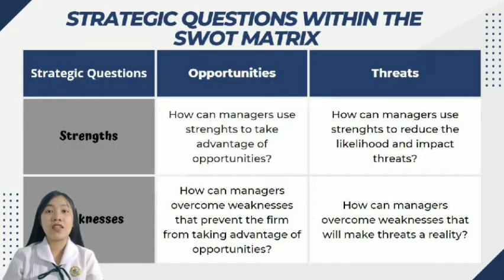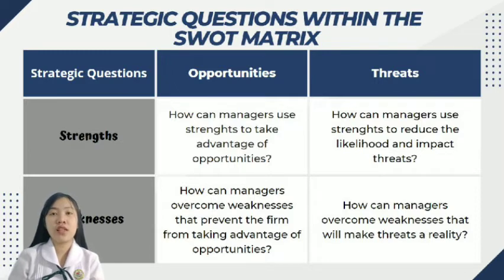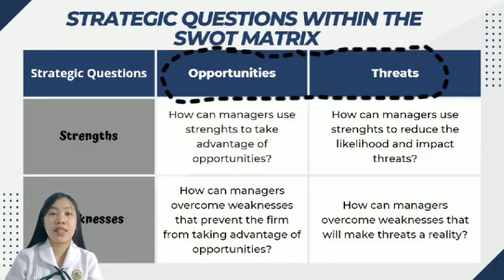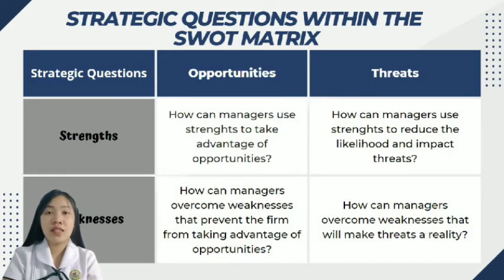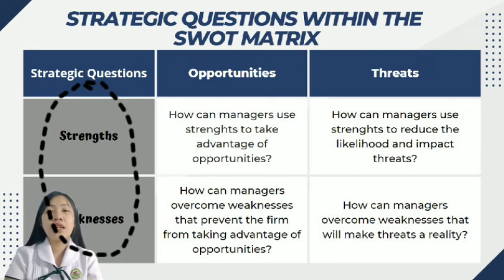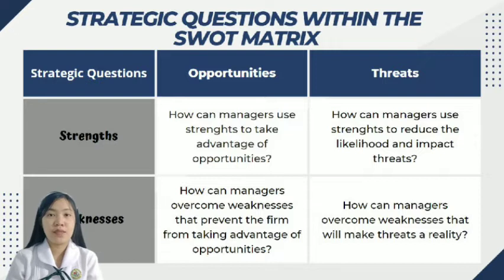To facilitate a SWOT analysis, managers use a set of strategic questions that link the firm's internal environment to its external environment. As you can see here in this SWOT matrix, the horizontal axis is divided into factors that are external to the organization, which are the opportunities and the threats, and the vertical axis into the factors that are internal to the organization, which are the strengths and the weaknesses.